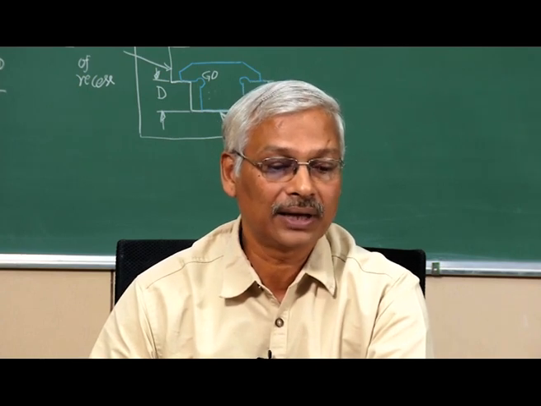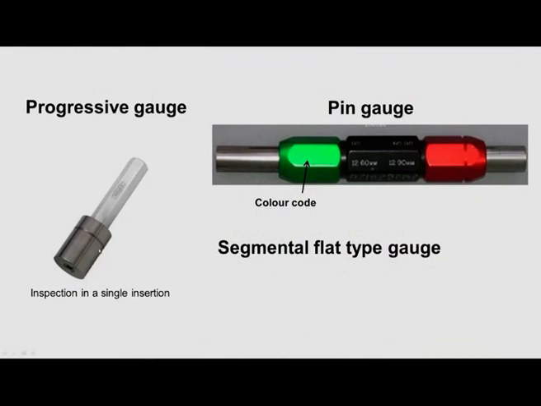So to save time, progressive gauges are made. You can see here there are two portions with the handle. This is the go gauge. This diameter corresponds to the go limit, and this one corresponds to the no go limit. So in one insertion, inspection of the hole can be completed. That means time for checking the hole can be saved.